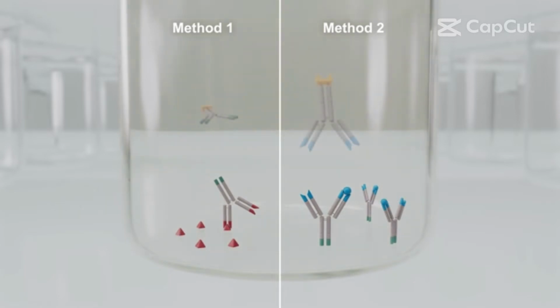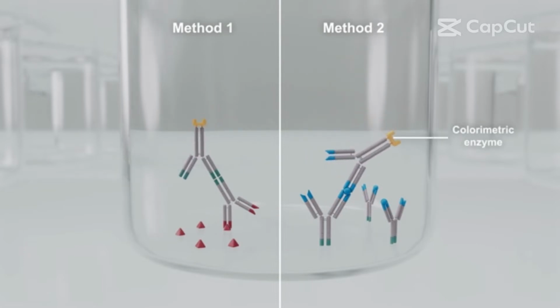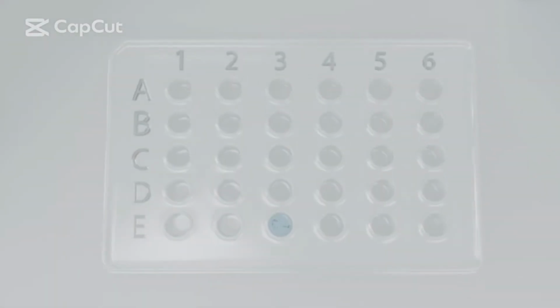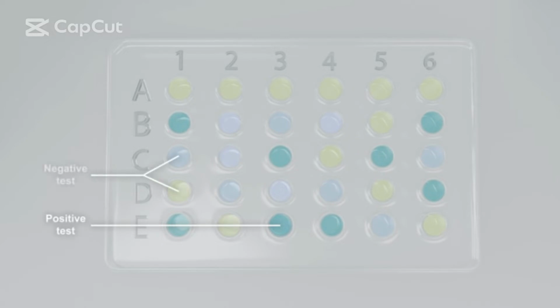Detection of the target molecule is accomplished by adding antibodies that are linked to a colorimetric enzyme. When the substrate is added, a color change occurs. This allows for the presence of the tested antigen or antibody to be assessed visually or quantified using image analysis.